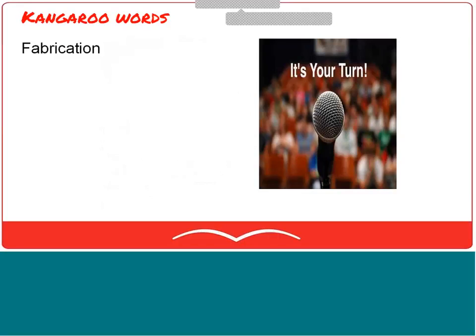I did see someone, Rahul, got the answer. It's a made-up story. If someone fabricates a lie, they're making up stories. So a fabrication is fiction that's being said. Great try, everyone. Let's try one more.